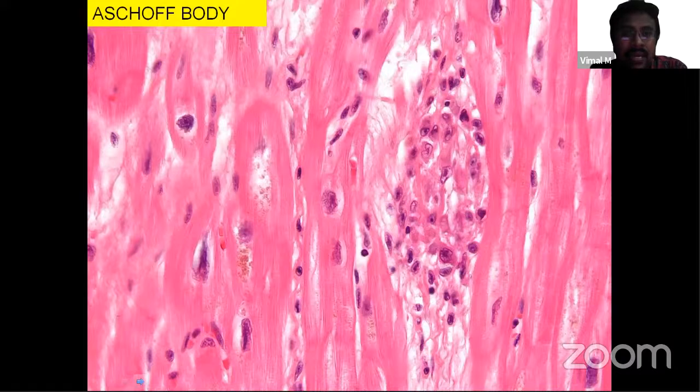This is the actual thing happening. And in rheumatic heart disease, you will be getting a peculiar structure called the Ashcroft body. So Ashcroft body is something you will usually be seeing in the myocardium.